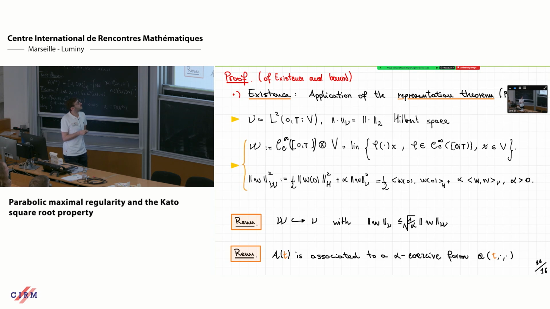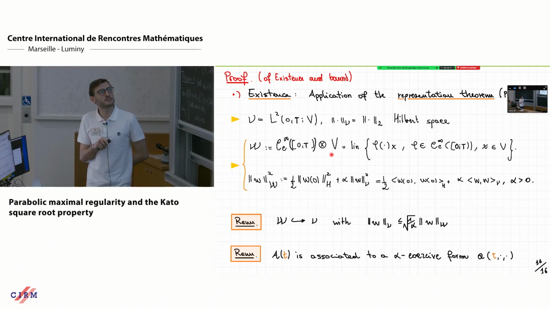So as the V space, I choose L2 with value in V with this norm, so it's a Hilbert space. While on W, to not make confusion, I will call this curly V. And as curly W, I choose this tensor product space, which basically is a linear combination of these functions, which are C infinity in time and in space are in V. And on this space, I choose this norm, which comes from an inner product, so this is a Hilbert space.